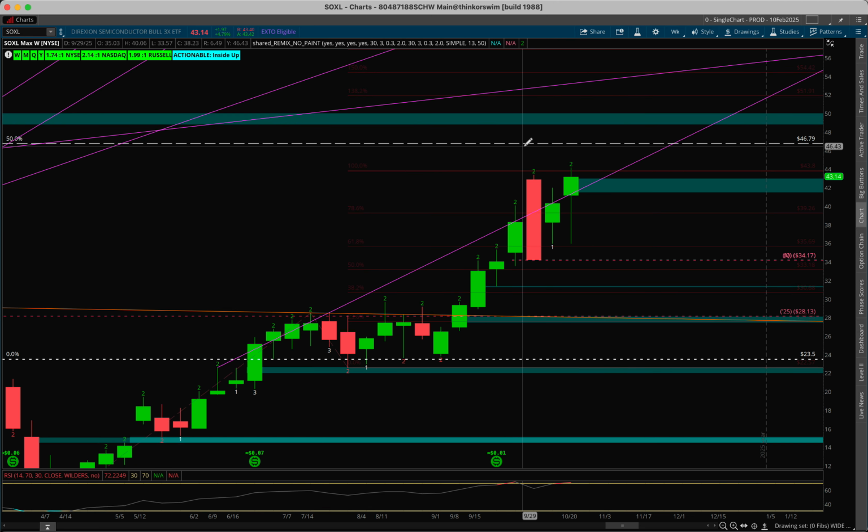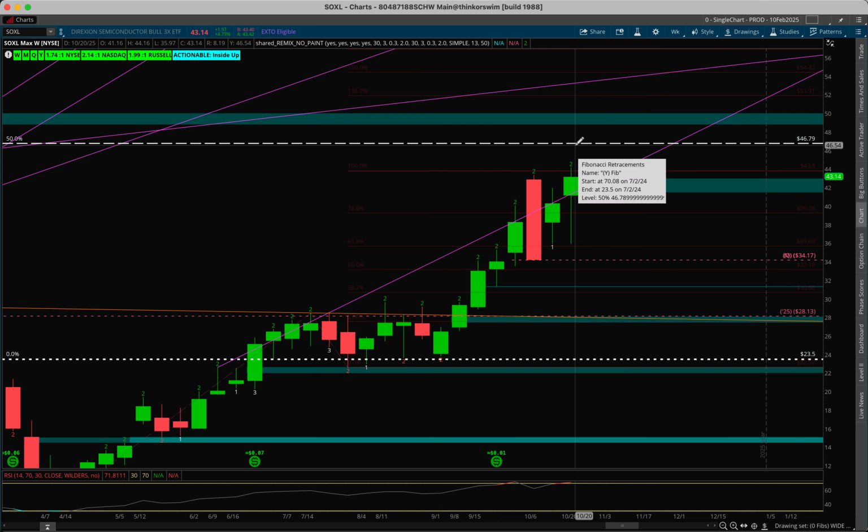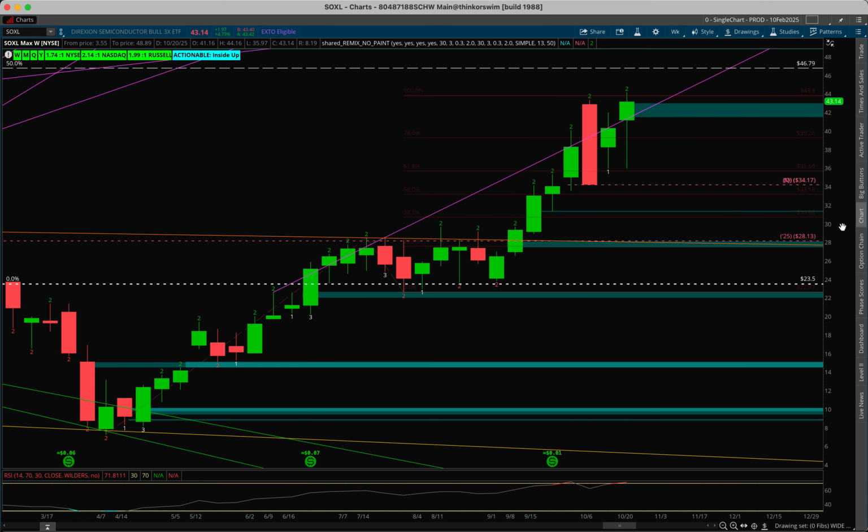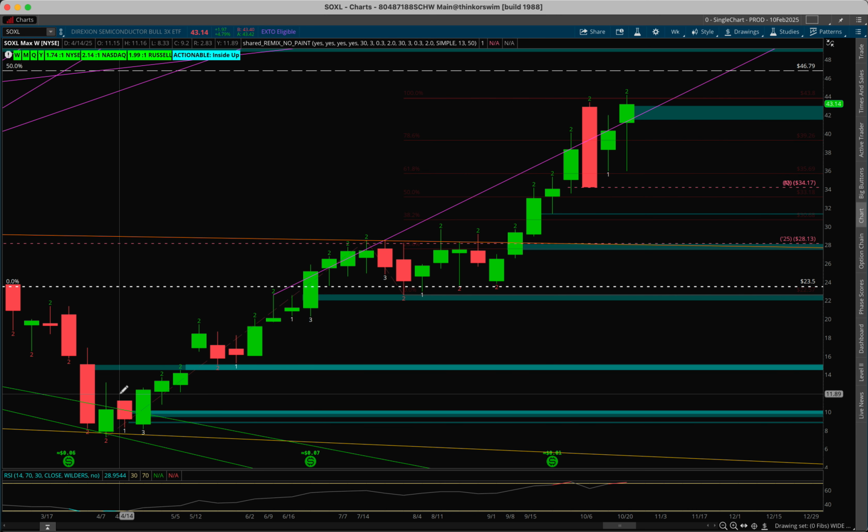We will have this resistance of last year's 50% level, 46.79, but again, we'll see how price reacts when we get to that level. Not a whole lot to say negative from a weekly perspective. Here's the weekly chart. Here's the flag pole. Here's the flag. There's the push up. We're at the 100% expansion. Not a whole lot else to say there.